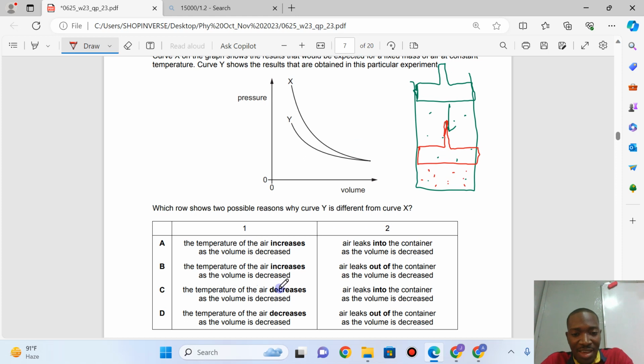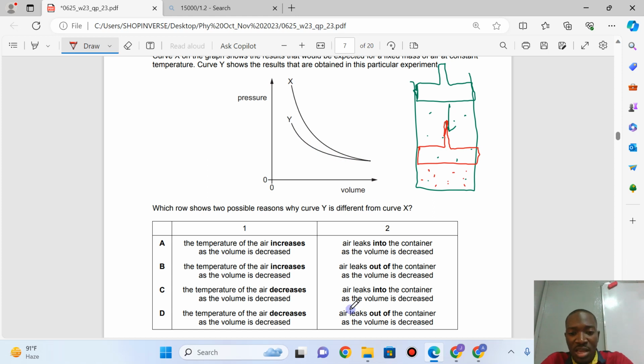Let's see the third option. The temperature of the air decreases as the volume is decreased. If you are decreasing the volume and pressure is rising and it goes this way, then reducing the temperature would make pressure lower. So this is the curve you get if, as you are reducing the volume, you decrease the temperature. This is the graph you get.